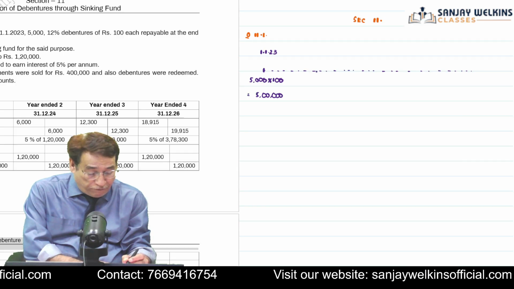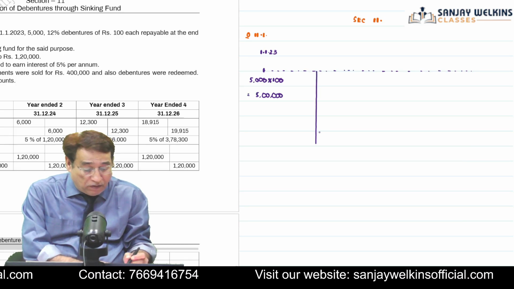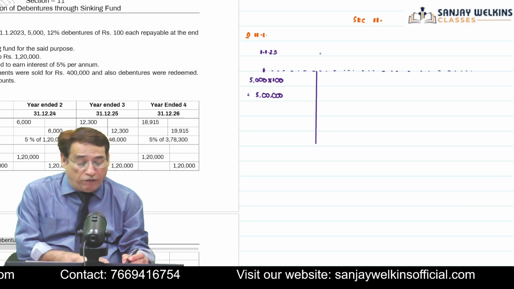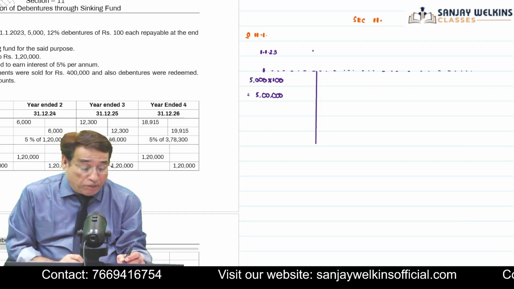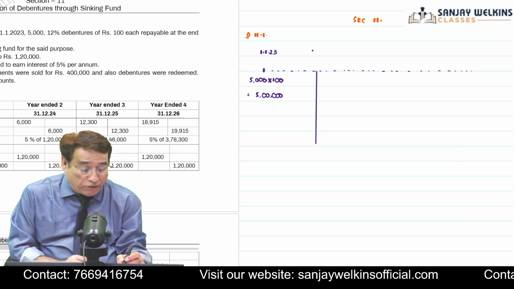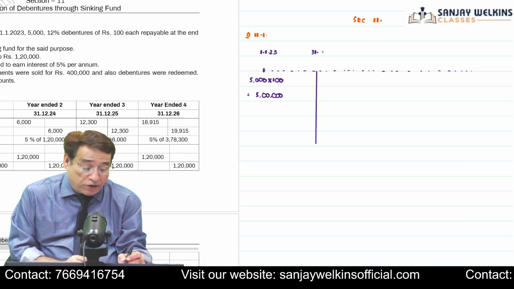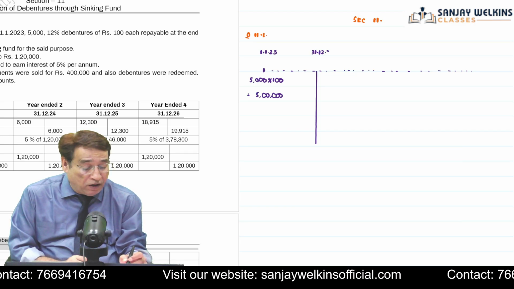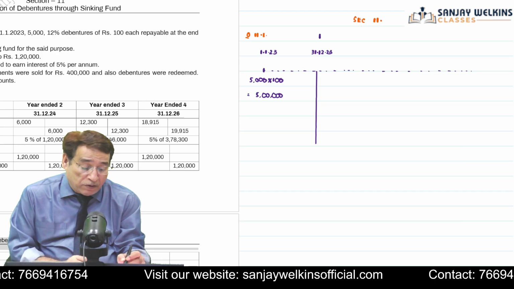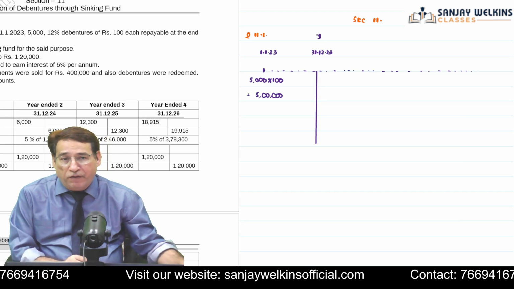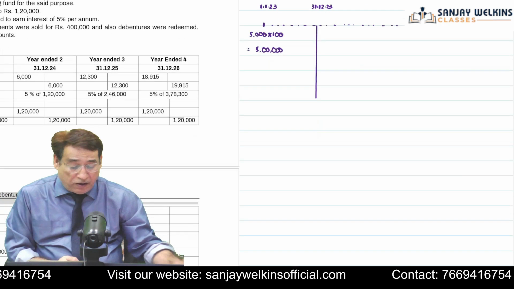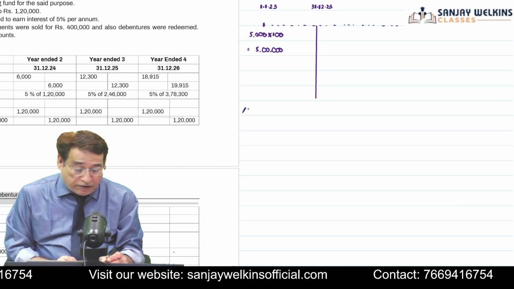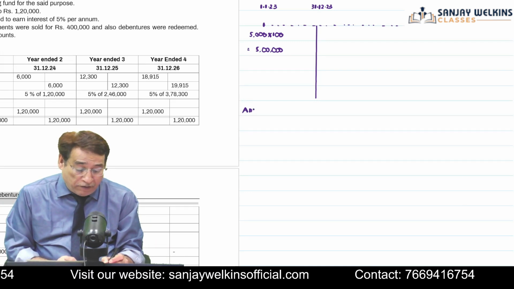presuming that our first year will end over here, because we have issued the debenture on 1/1/2023, we presume that the calendar year is what we call the accounting year, so 31/12/2023. This is the end of the first year. So at the end of the first year, because it is given in the question that the annual installment is 1,20,000. It is given in the question.